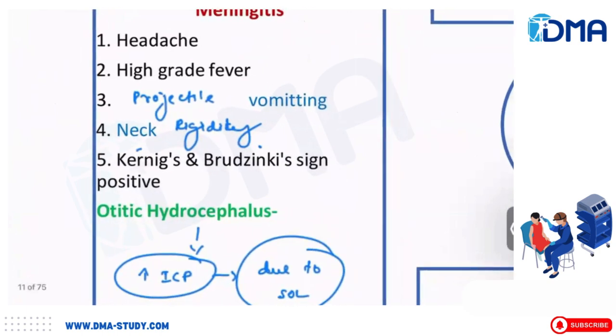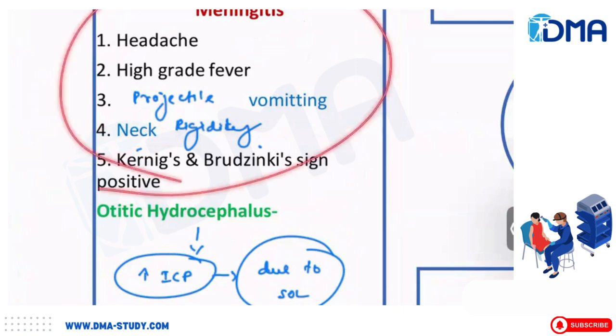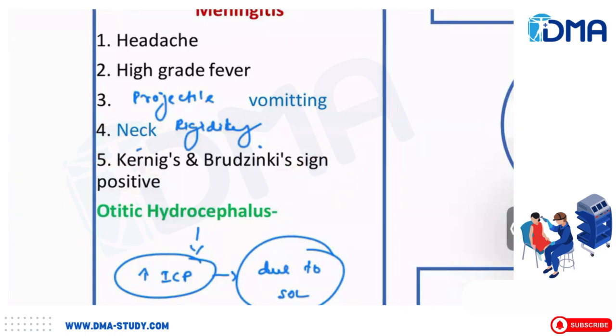Next one, meningitis. A patient coming to you with headache, high-grade fever, projectile vomiting, neck rigidity, Kernig's sign and Brudzinski's sign positive. This you would have learned in medicine. If you have all these features, it is meningitis. So this can also happen as a result of CSOM.